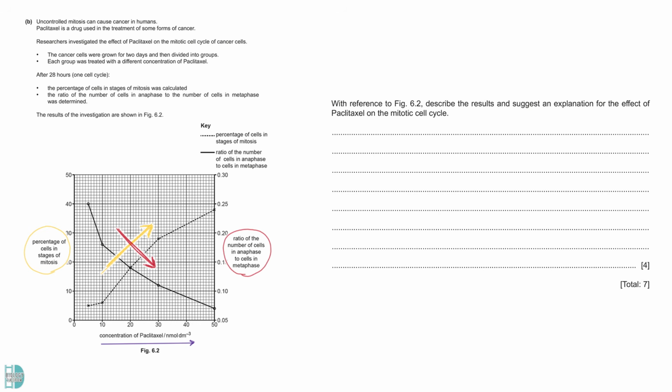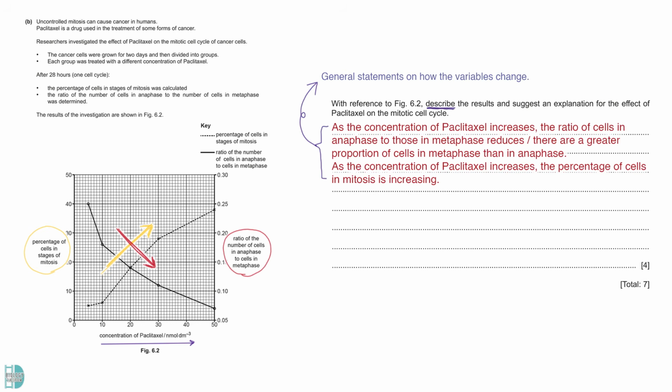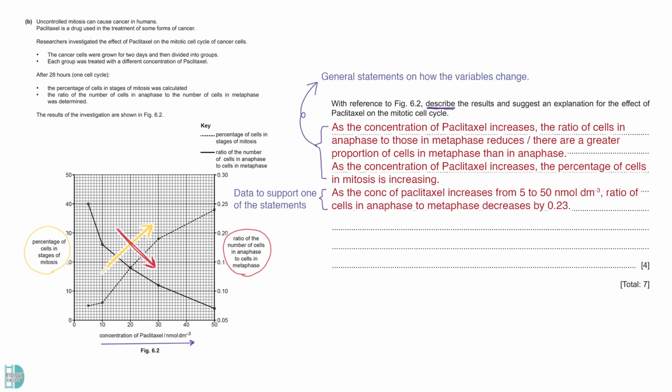Now you have to describe the results and suggest an explanation for the effect of paclitaxel on the mitotic cell cycle. First of all, let's do the description. You just have to make 2 straightforward statements to show how the ratio and percentage change as the concentration of the drug increases. Then, quote data to support your points. For example, as the concentration of paclitaxel increases from 5 to 50 nanometers per dm cubed, the ratio of cells in anaphase to metaphase decreases by 0.23.